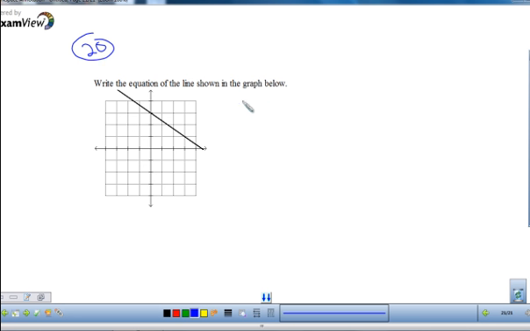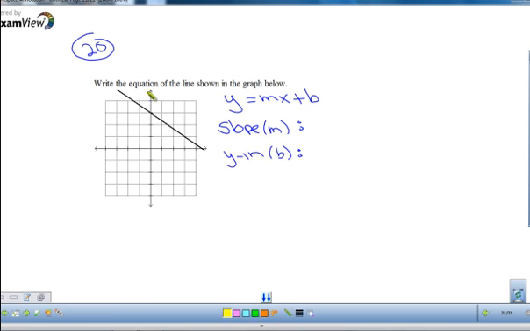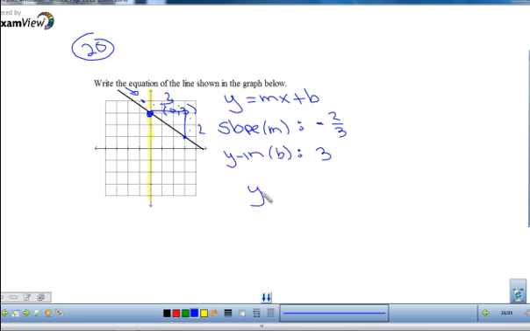Okay, write an equation of the line shown. So the equation would be y equals mx plus b. So we need to find our slope and our y-intercept. So our y-intercept is where my line crosses my y-axis. So that's going to cross right here at (0, 3). So my y-intercept is 3. Then I have to find 2 points, go up and over, and count my rise over my run. Notice that it's going down, so it's going to be negative. So my slope is going to be negative 2 over 3, rise over the run. So y equals negative 2/3 x plus 3.